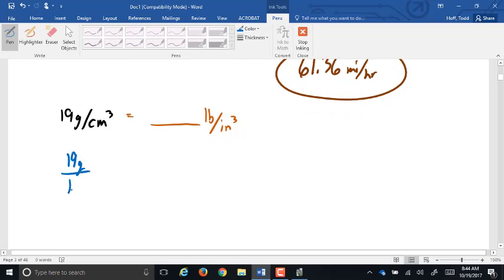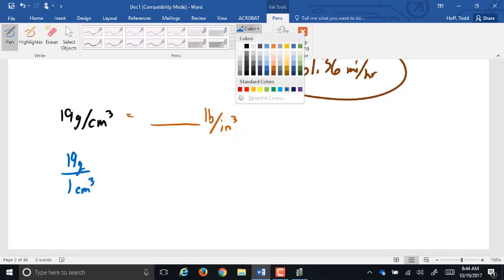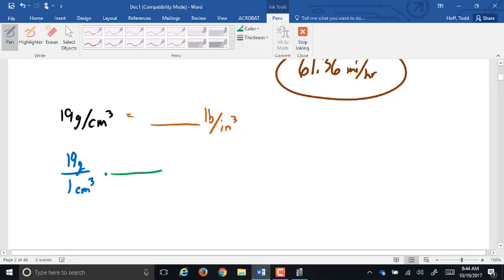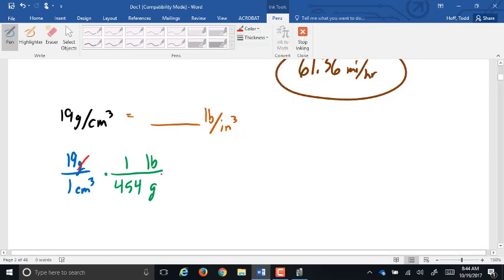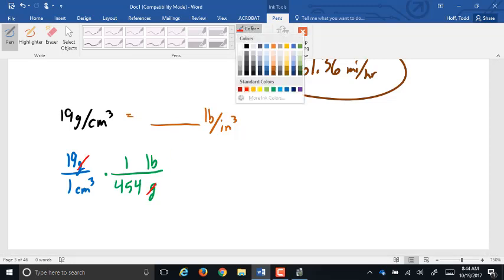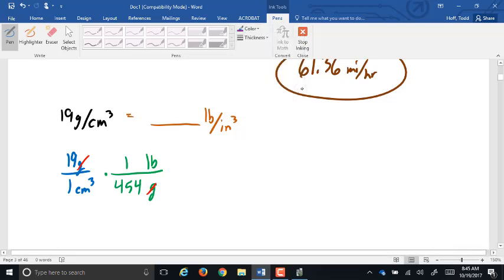19 grams per cubic centimeter, we're going to write as 19 grams over 1 centimeter cubed. We've got to convert grams into pounds. If you look it up, 1 pound is like 453.6. We're going to go 454 grams. So now we're in pounds per cubic centimeter.